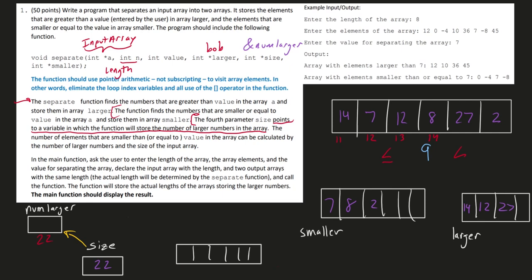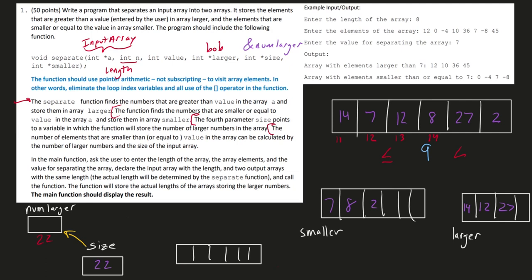Alright, so this is just kind of scouting out the problem, but you want to be making these connections early. You don't want to leave anything to chance. You really want to nail down every single word in the question. The fourth parameter size points to a variable. So remember, read very slowly and think very slowly. Make sure everything's making perfect sense.